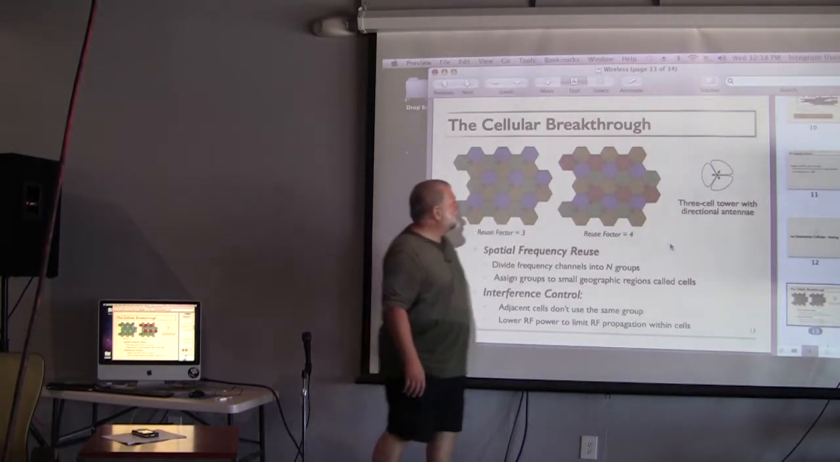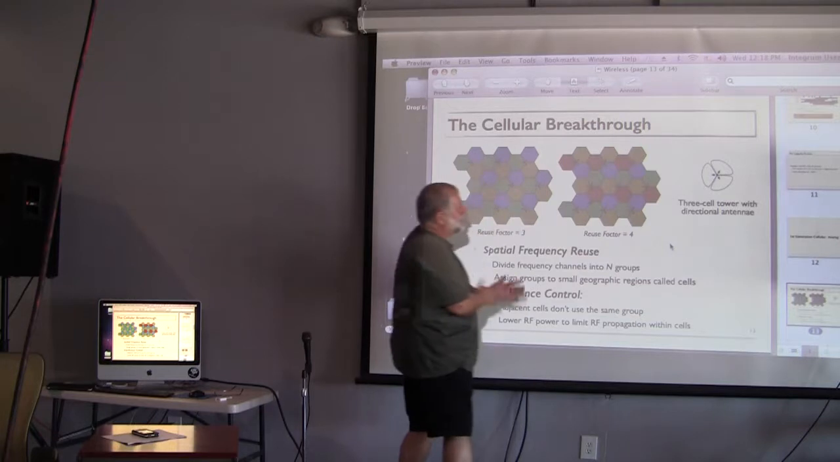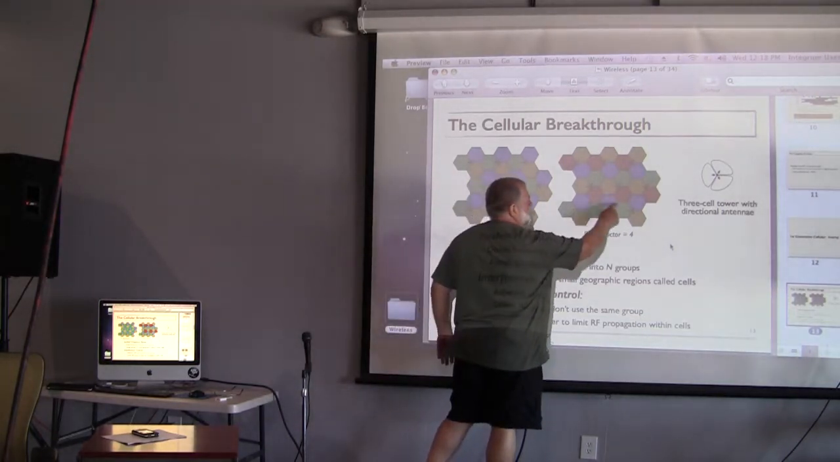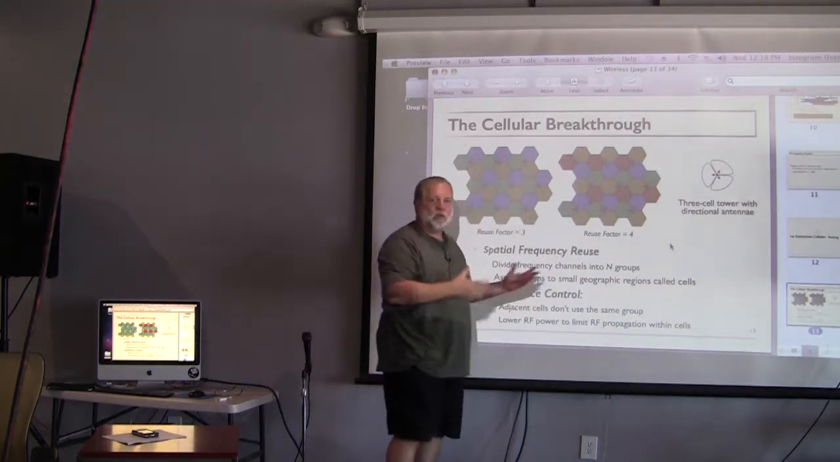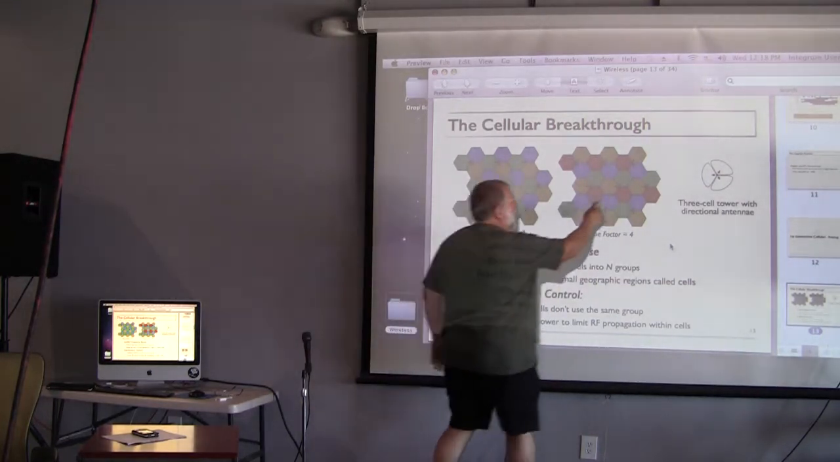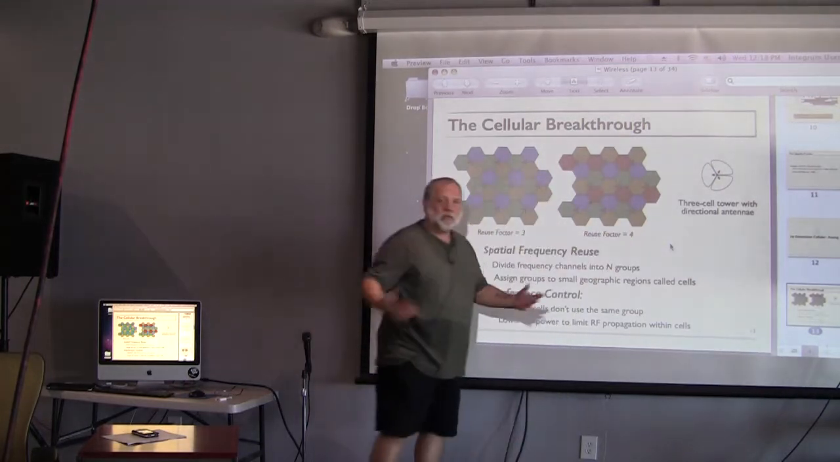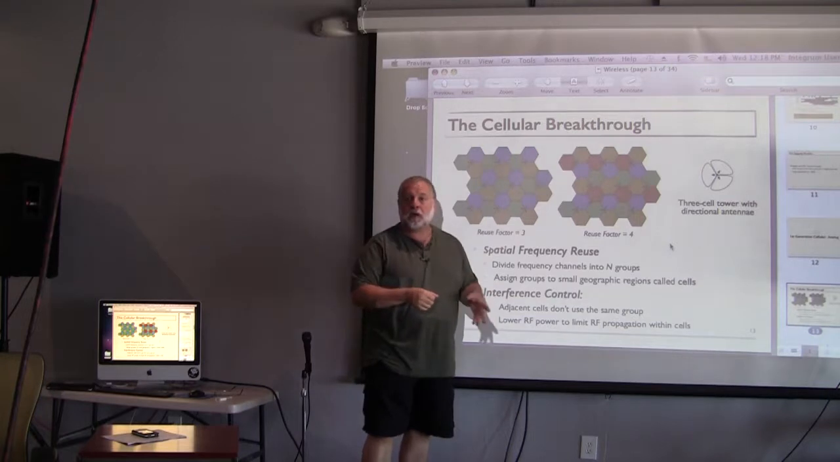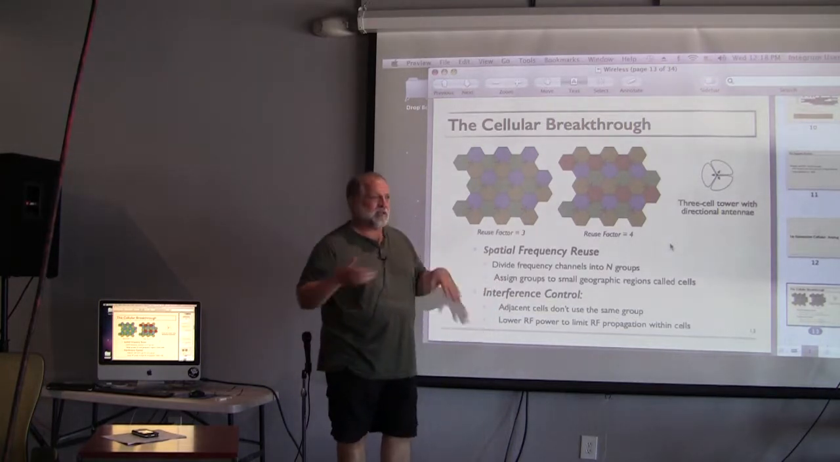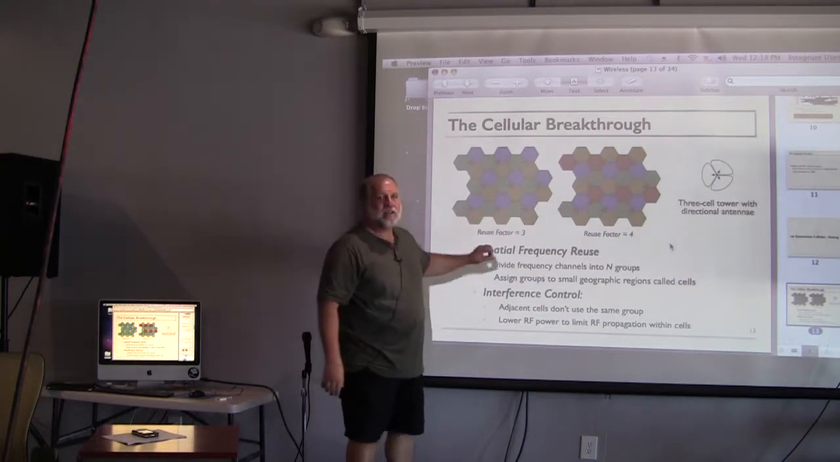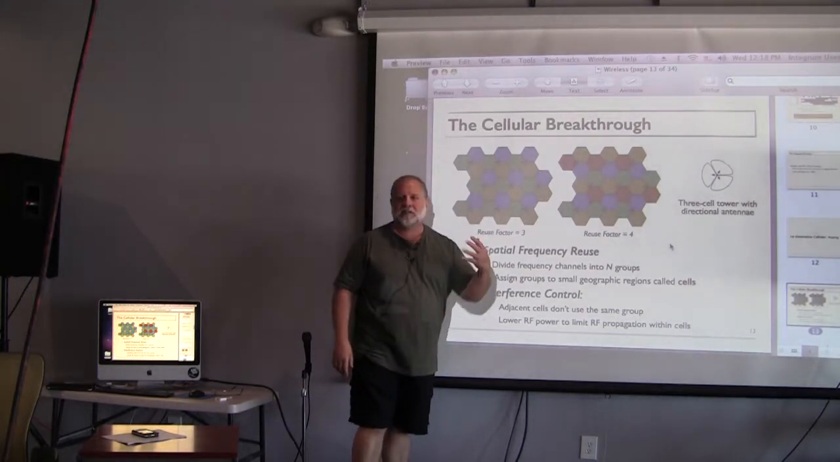Okay? So the idea is that I can have my cell towers serving this cell with the blue group of channels. And yeah, these other cells over here are also using those channels, so they're going to interfere, but they're not right next to each other. So the whole idea of frequency reuse is that you have to have these reuse patterns so that adjacent cells don't share the same frequencies.